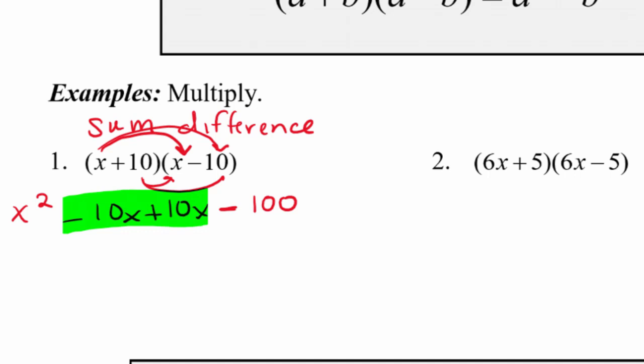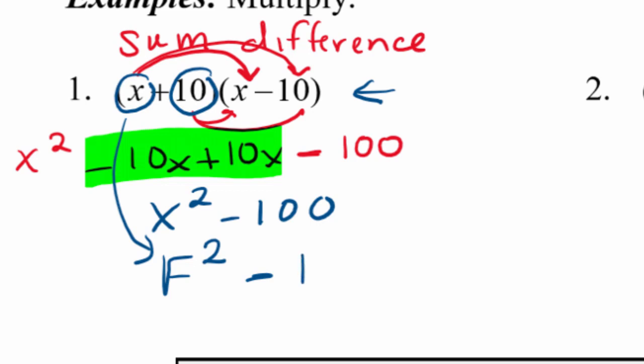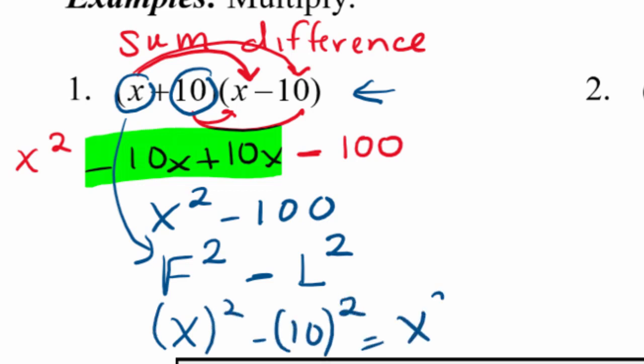And our final answer for this product is going to be x squared minus 100, which is what we would get if we had looked at the original problem and squared the first term. So square that x, minus square the second term. Square the last term. Let's call it the L for last. So we would get x squared minus 10 squared, which is x squared minus 100. Okay, and that's a special product.